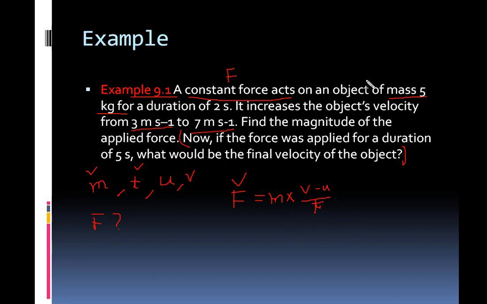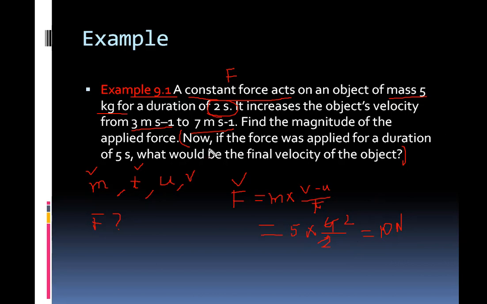Because all these are given in SI units, whatever value you get will be in Newton. So what is the mass here? Mass is 5 kg. 5 into (v minus u). v is 7, u is 3. 7 minus 3 is 4, divided by time. What is the time here? 2 seconds. So this will be 2. 5 into 2 will be 10 Newton.